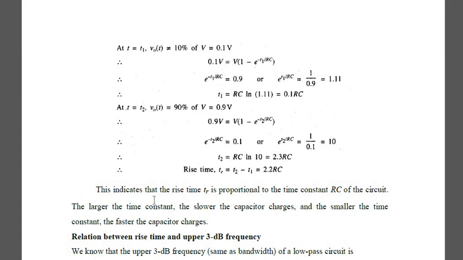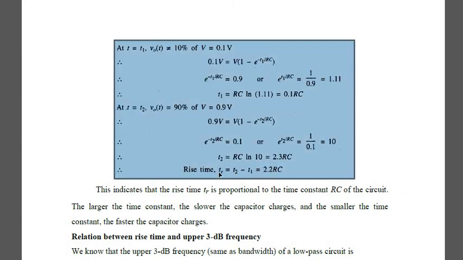So this indicates that the rise time TR is proportional to the time constant RC of the circuit. The larger the time constant, the slower the capacitor charges, and the smaller the time constant, the faster the capacitor charges. So by seeing this rise time value, we can say how fast your capacitor is charging, or whether the capacitor is charging slowly. So depending upon this time, we can see it. I hope you are clear with these two topics, step voltage as well as your rise time.